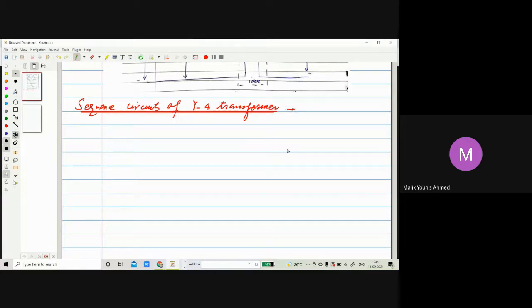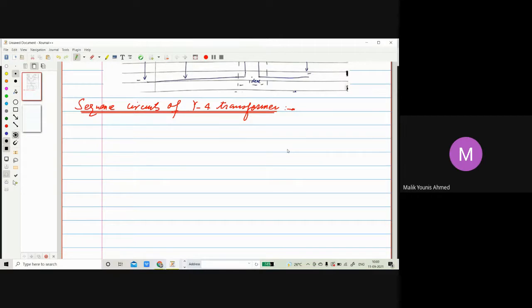Then different combinations can be there. It can be star delta, delta delta, star star, and there are lots of combinations which we'll see. Now, different connections will determine the various configurations of the zero sequence circuits, and also they will determine the phase shift.